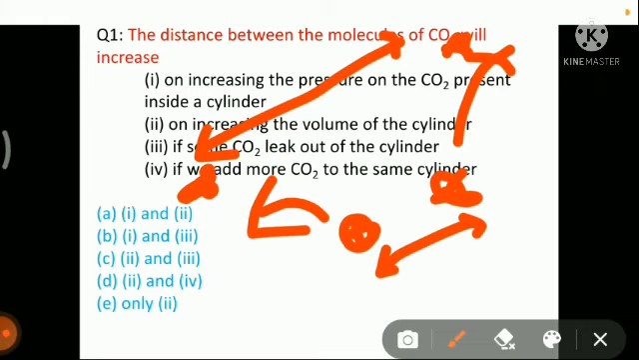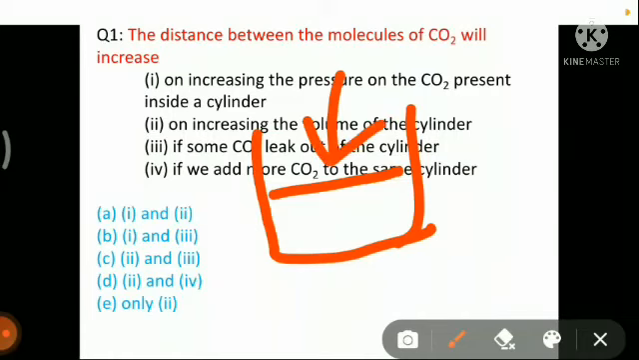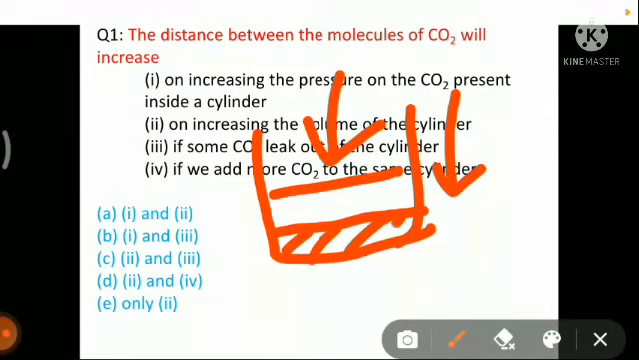Okay, so now look at the conditions given here. First is on increasing the pressure. What we know is that when we increase the pressure, the gas will be compressed, and when a gas is compressed, its volume is reduced. Yes, because suppose this is a container and we are applying pressure. When we apply more pressure, the gas will come up to this much, from this position. So when we apply pressure, the volume of the gas gets reduced, and this is what compressibility means. Okay, so number 1 condition is completely incorrect.